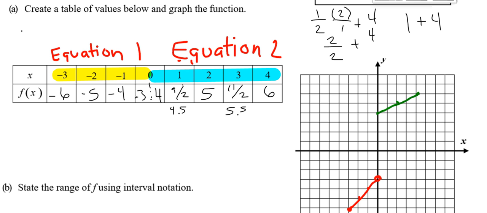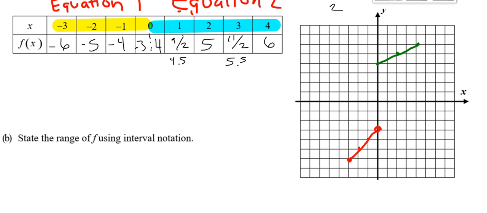All right, so part B says, state the range of f using interval notation. So we're using interval notation to find the range of both graphs. So the red graph, remember our range goes from bottom to top. Our range is 1, 2, 3, 4, 5, 6. So -6, including -6 because there's a closed circle, comma, our highest point of our red graph is down 1, 2, 3. So -3, but not including -3.